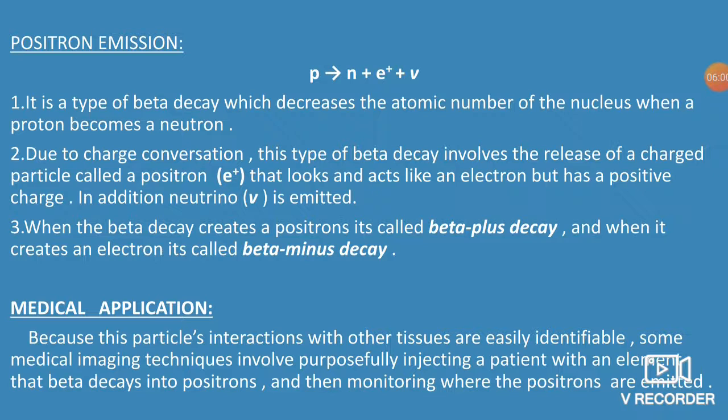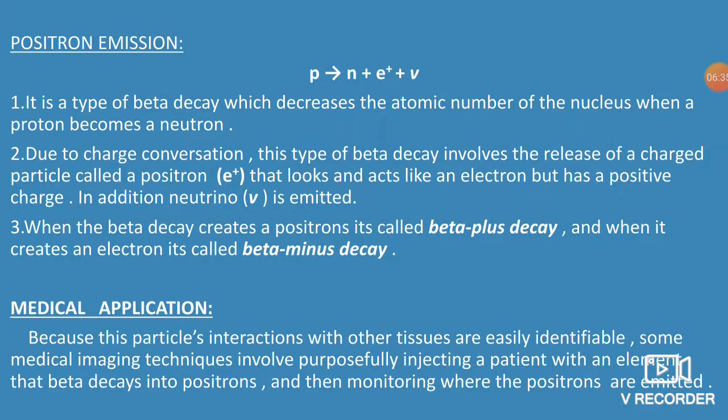Next, let us come to the medical application of beta decay. The particles released during beta decay, that is the positrons, neutrino, and antineutrino, have interactions with tissues that are easily identifiable. So some medical imaging techniques involve purposefully injecting a patient with an element that beta decays into positrons and then monitoring where the positrons are emitted. So this is how it is applied in the medical field.